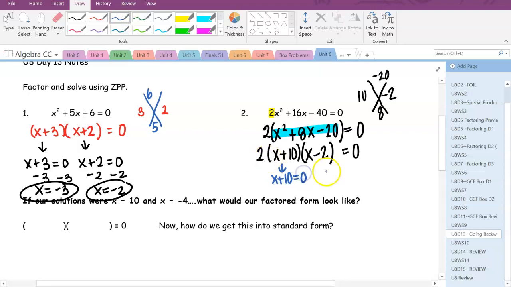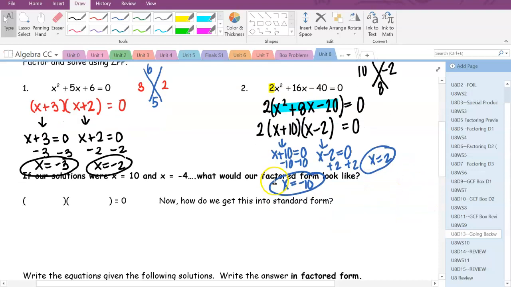We do not do anything with this 2 out front. Remember that 2 doesn't have anything to do with our solutions. It's actually going to affect the shape of our graph, which we'll talk about more in our next unit. But I mean, there's no x with it, so it doesn't help us with our solving. That's all you need to know about it for now. So we'll have x equals negative 10. And x equals 2. All right, so now we're going to start going backwards.